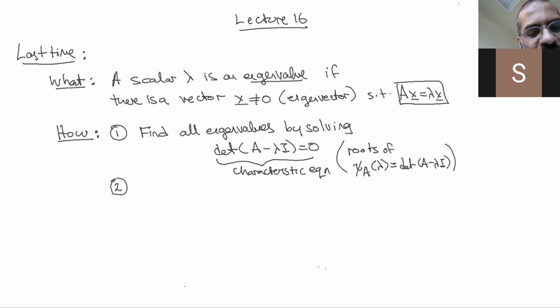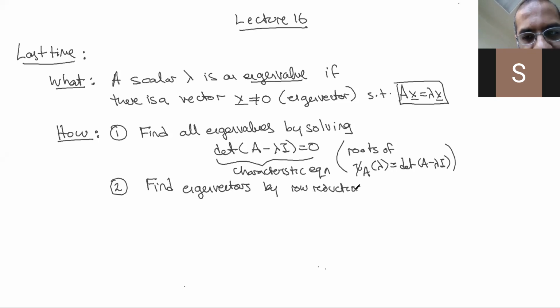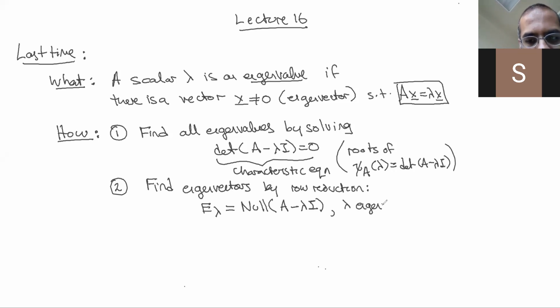And then once you have the eigenvalues, this problem just reduces to row reduction. Like once you know what these special values lambda are, then you just find the eigenvectors. And specifically, the reason it boils down to row reduction is that the set of eigenvectors corresponding to any eigenvalue, which is called an eigenspace, is just a null space of this matrix A minus lambda I, where lambda is an eigenvalue. So that's how you find eigenvalues and eigenvectors and what they are.